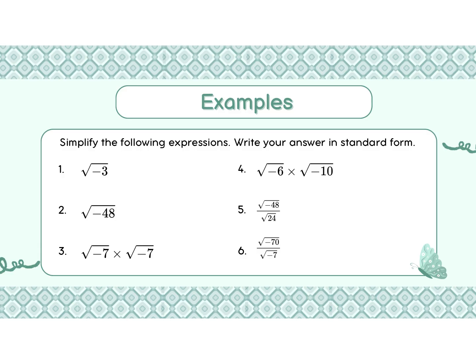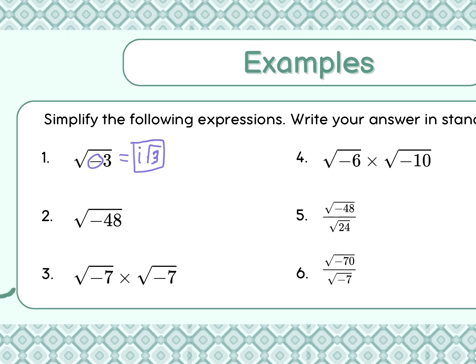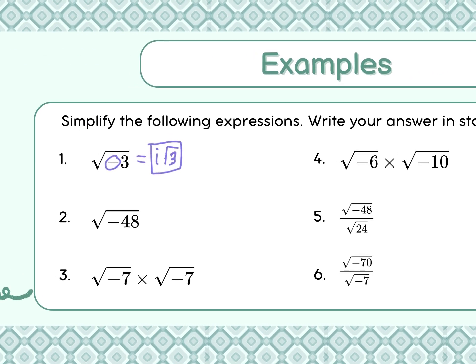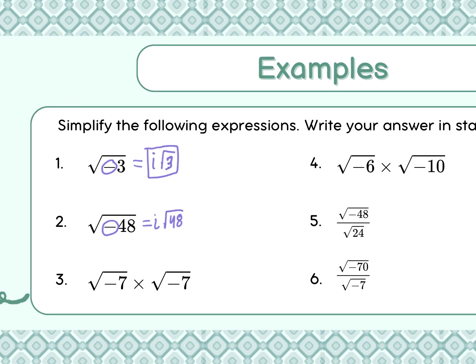Looking at this square root of negative 3, like we said in the previous slide, I can take that negative underneath the radical and immediately convert that to an i. And then I can leave whatever's left over underneath the radical. Now in this case, radical 3 cannot simplify any further, so our answer would just be i square root of 3. But looking at the next one, square root of negative 48, once again, I can take that negative and convert that to an i, and then leave whatever's left over underneath the radical.